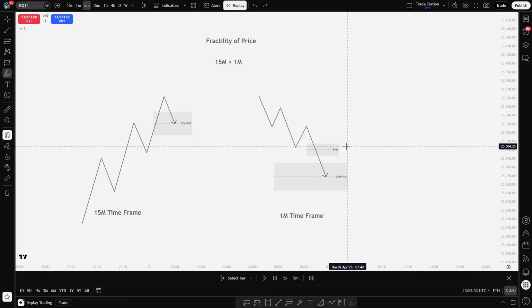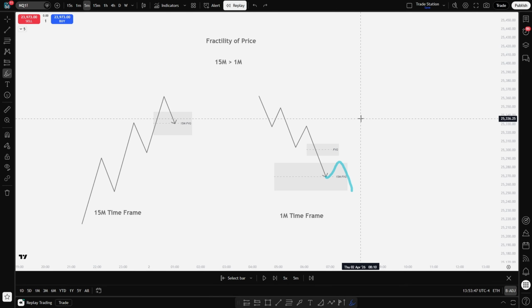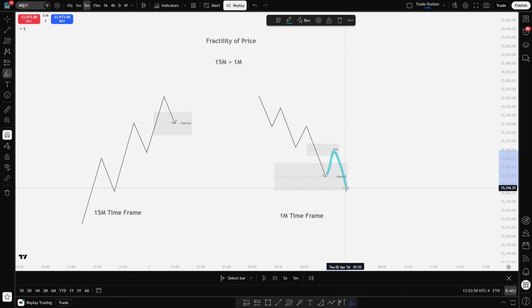Now, what happens when you invalidate a fair value gap? You get a shift in structure. Instead of going down again and using this fair value gap to go down, we break the fair value gap, close above it, and use it as support. That is what the whole strategy is based around. Instead of continuing the downtrend, you wait for price to go higher than this fair value gap, close above it, invalidating it, and then using it as support.